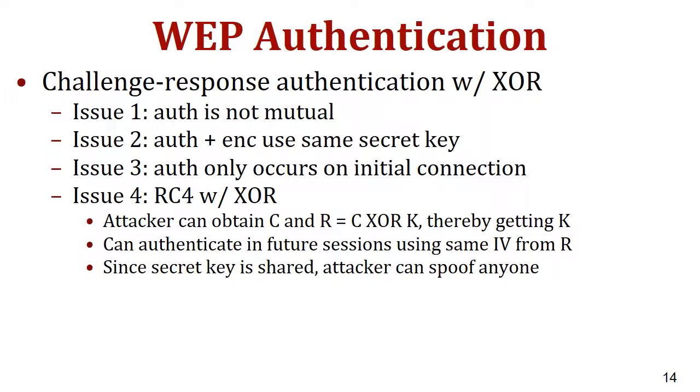Let's see a little bit more details. You know that WEP uses challenge response authentication, and it's also using XOR for the result. So there are several issues. The first issue I have pointed out is that authentication is not mutual. Only the user is authenticated, but not the access point. So basically, you can know the identity of the user, but you don't really know the identity of the access point.